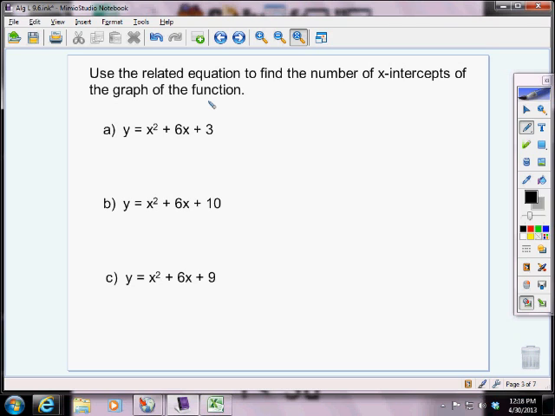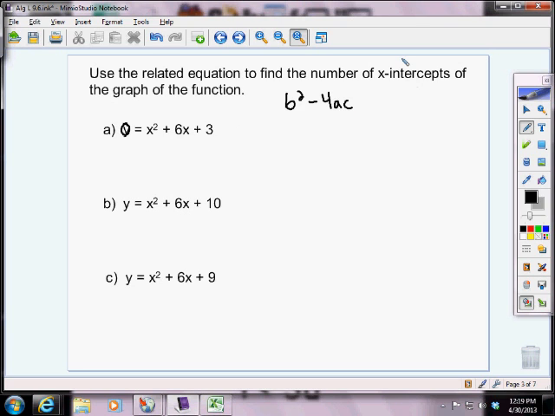Okay, when we're talking about x-intercepts, we're talking about solutions. We're talking about where it hits the x-axis. To do that, you just have to set this equal to 0. It's equal to y, so if they want x-intercepts, y has to be 0. So do the same thing. Use your discriminant, b squared minus 4ac. The number of x-intercepts will be the number of solutions.